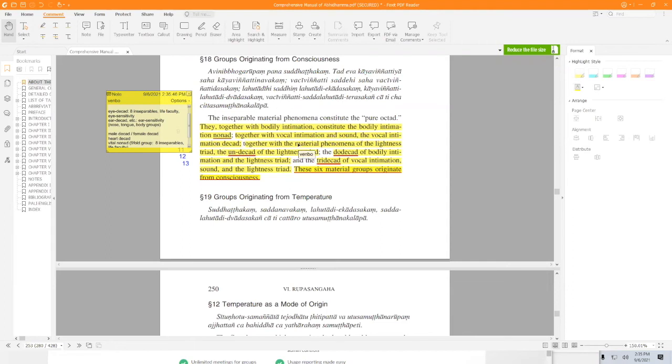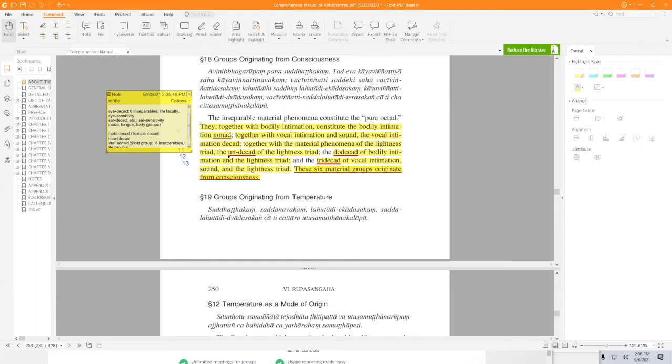I'm sorry. Oh, I see. You have vocal intimation and sound. In this case, there's sound. So you have the vocal intimation decad. So you have the 8 inseparables, vocal intimation is 9, and sound is the 10th.